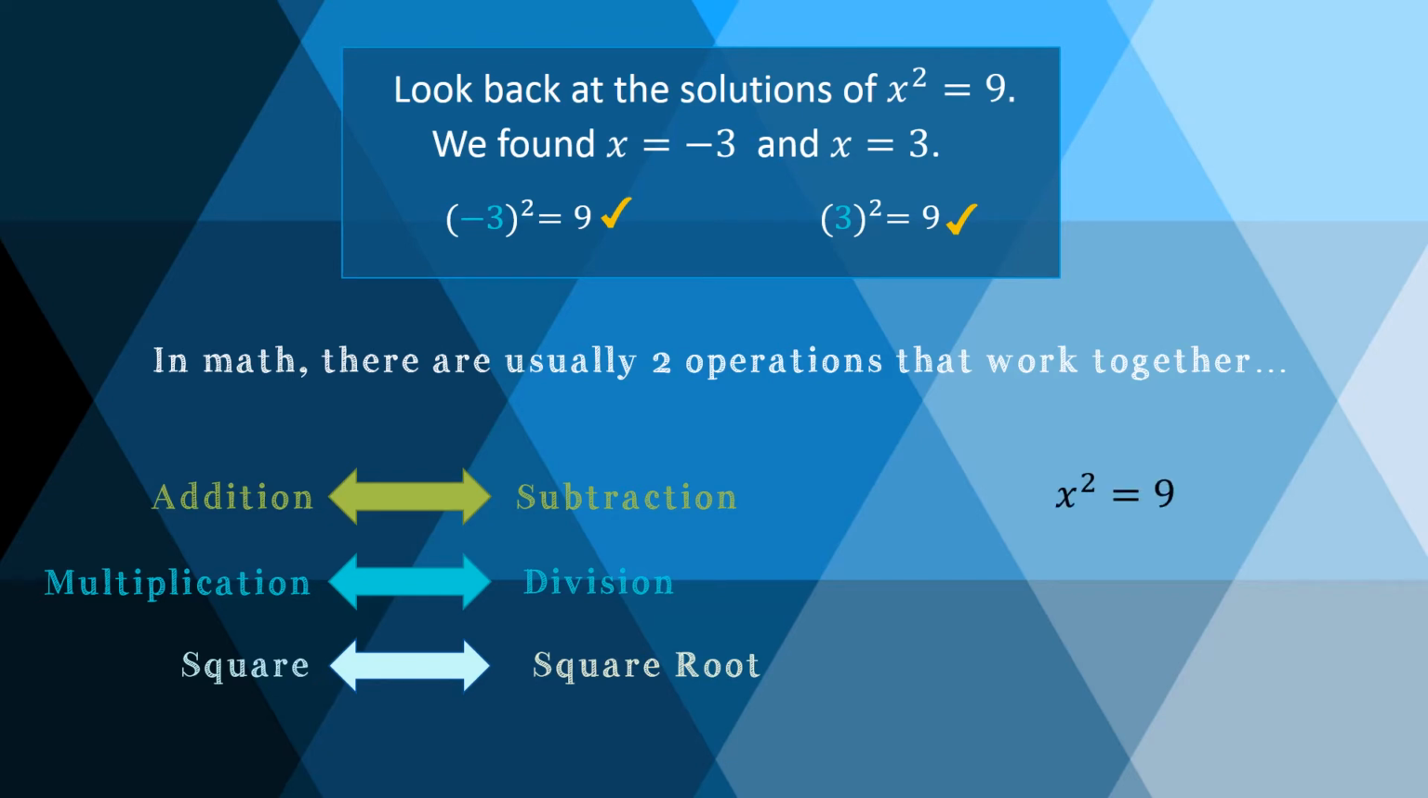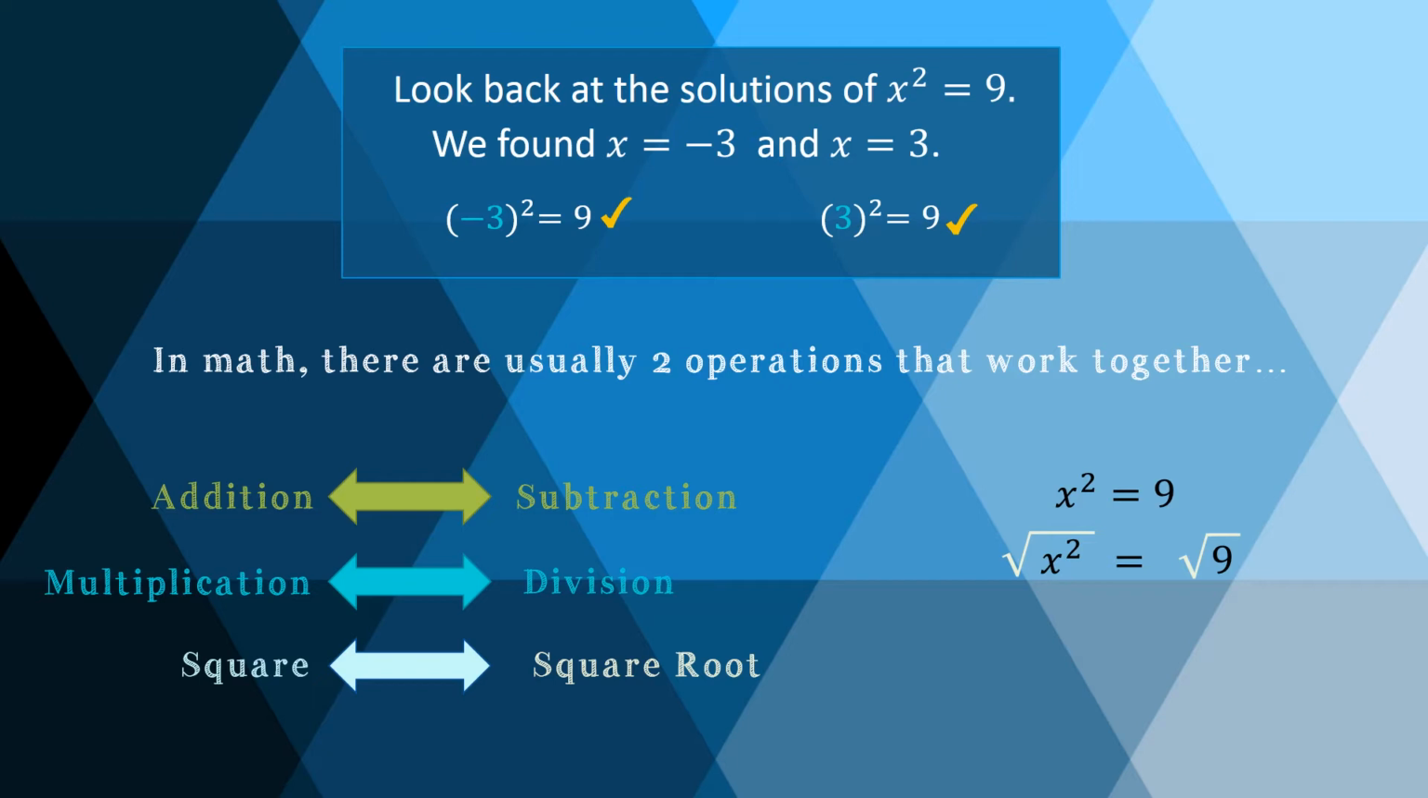So, let's look back at our original equation. Notice we have x squared equals 9. Well, x squared, we want to undo that operation. So what operation works with squaring something? Well, square root. So what we're going to do is we take the original equation and we are going to take the square root of the left side and the right side. The whole purpose is to get x by itself.